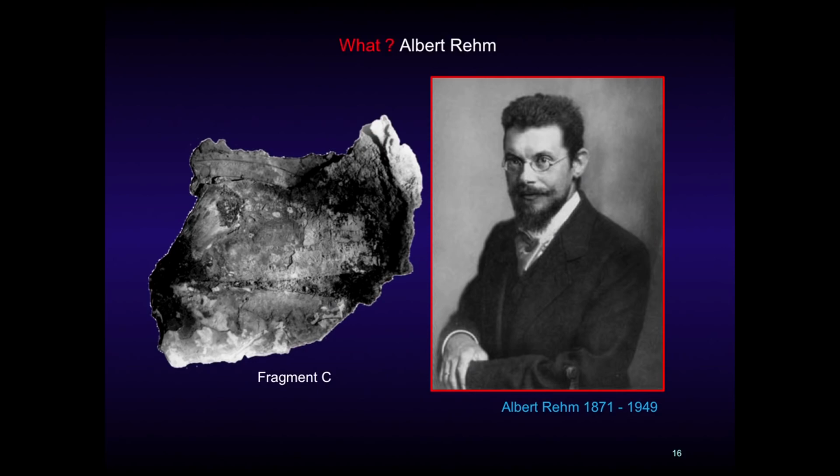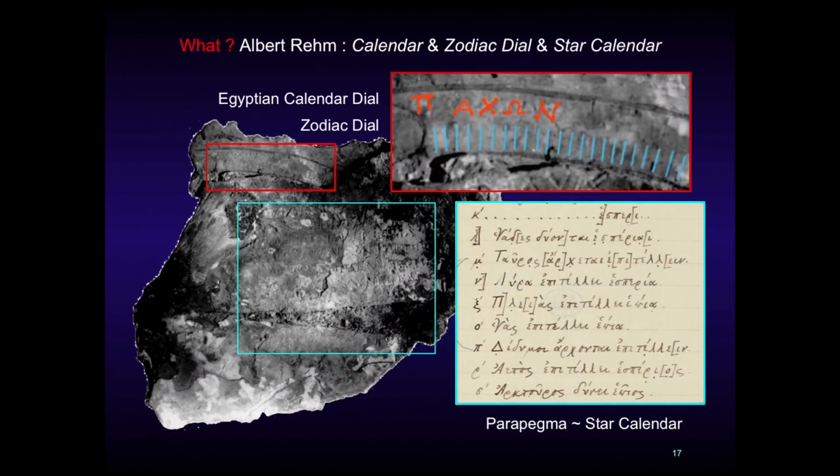And on the face of this fragment, he noticed some inscriptions, hard to read inscriptions. And he read the name of an Egyptian month written in Greek. And there were a lot of divisions that were clearly day divisions. So this was an Egyptian calendar. He identified an Egyptian calendar dial in fragment C.